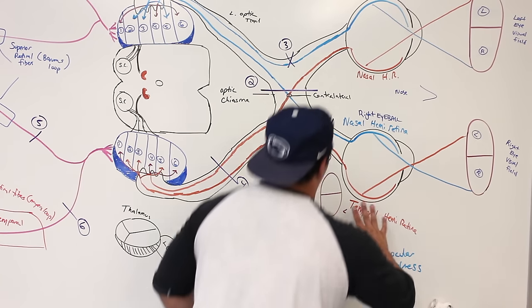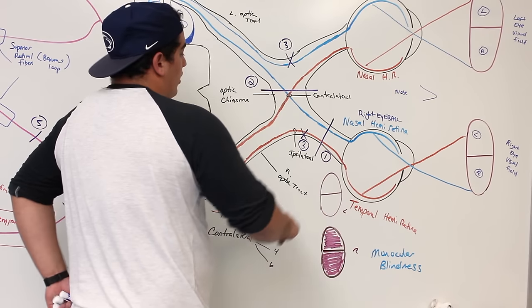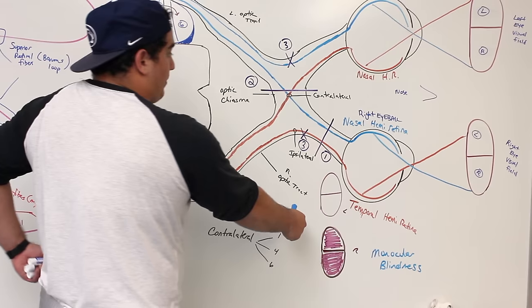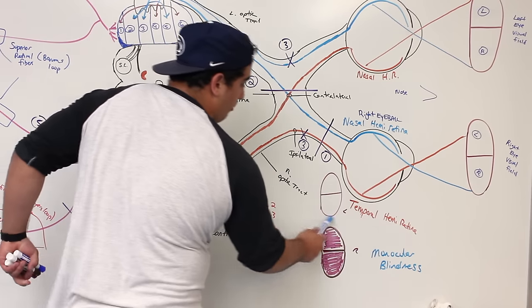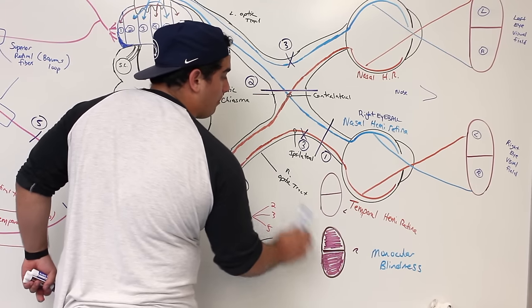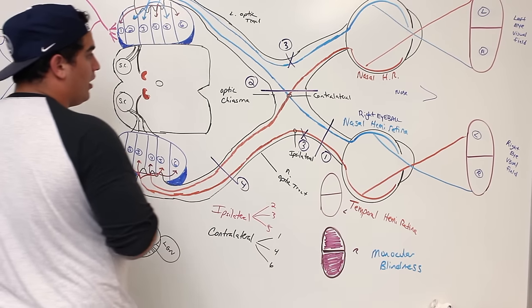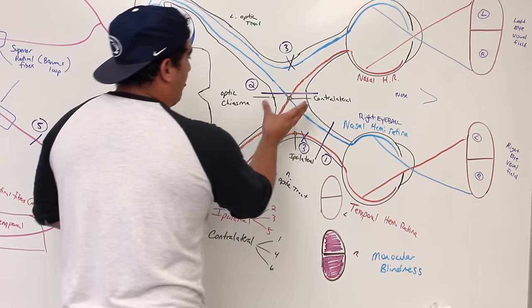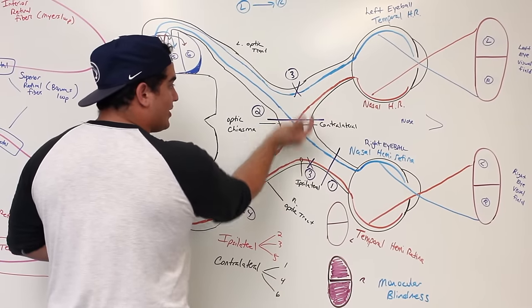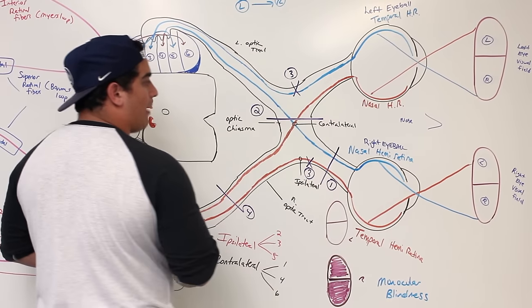Okay? Simple as that, and this would be lesion number one. So lesion number one, if you damage the optic nerve, you're gonna have complete right side of the eye, monocular blindness. No vision there. Second one, let's say that you develop a pituitary tumor and it compresses the medial part here of the optic chiasma.